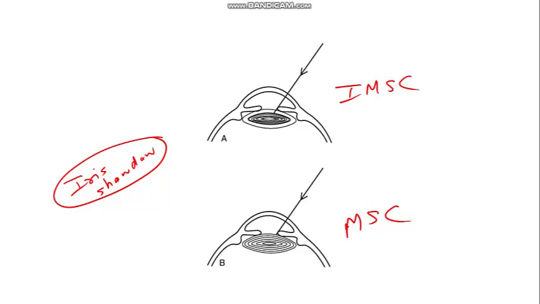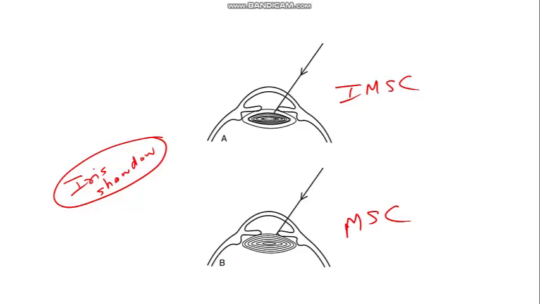Immature means, you can see in this picture, this is immature. The entire lens is not having cataract, so some part of the lens is still left. So this part is left. The iris shadow will be formed because some part of the lens is still left. Here the entire lens is opaque. So if the entire lens is opaque, there is no area on which the shadow can be seen.